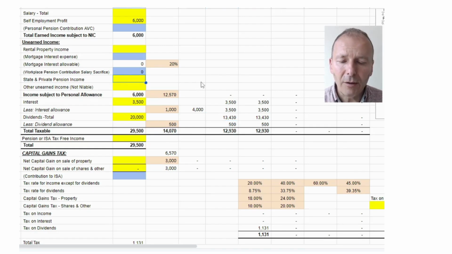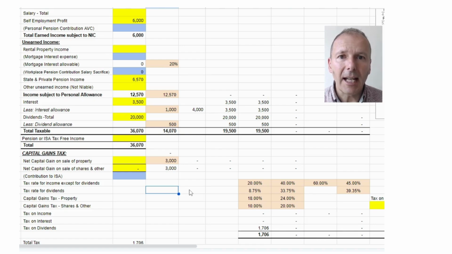But what I could do is take an extra £6,570 from taxable pension sources. I'm now utilising my full personal allowance. I'm still not paying any income tax, though I do now pay some more dividend tax, but it was only at the marginal rate of 8.75%.